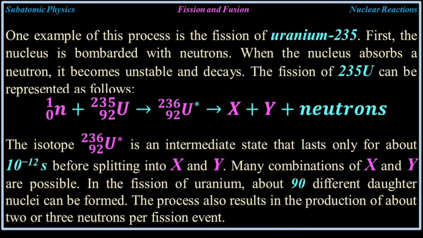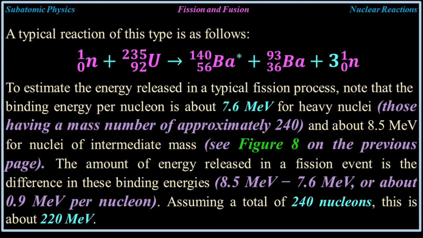In the fission of uranium, about 90 different daughter nuclei can be formed. The process also results in the production of about 2 or 3 neutrons per fission event. And that's what causes the chain reaction. A typical reaction of this type is as follows.